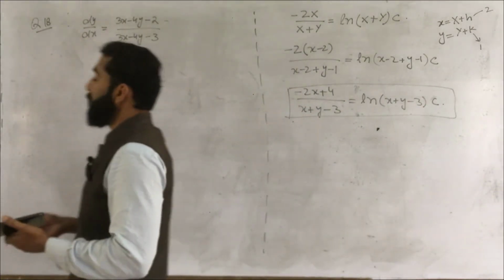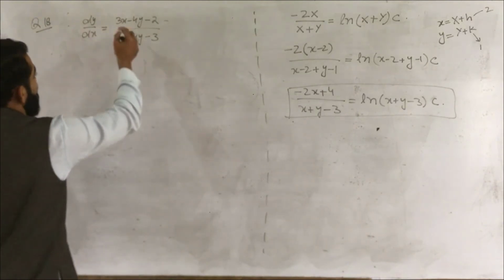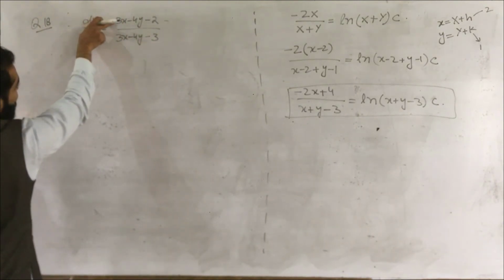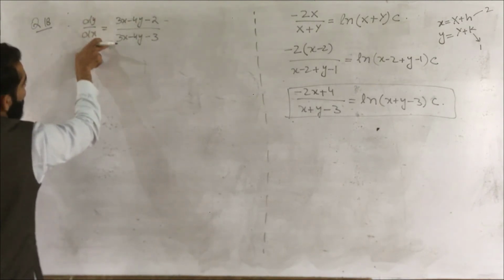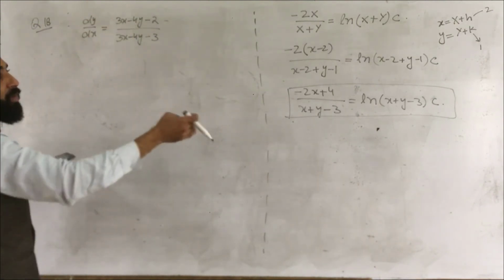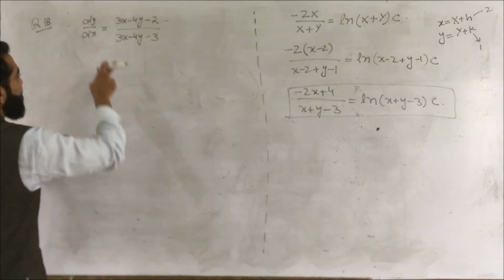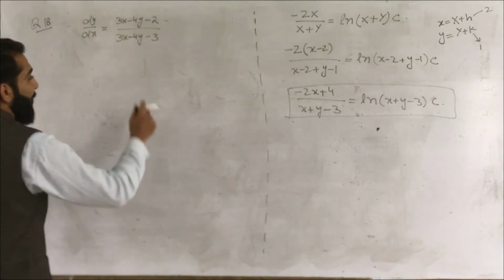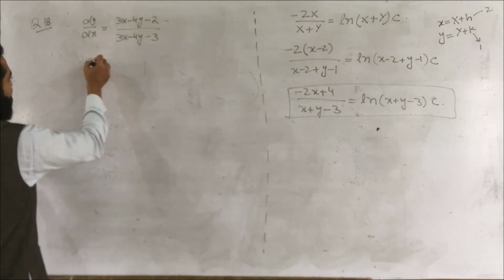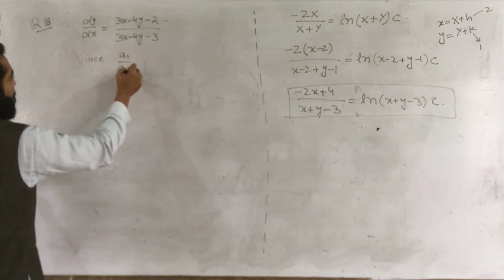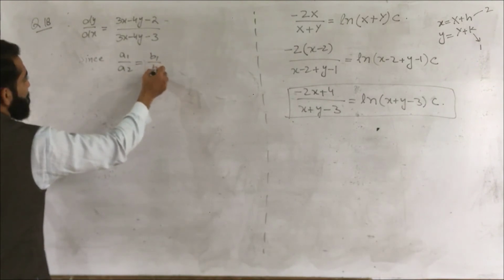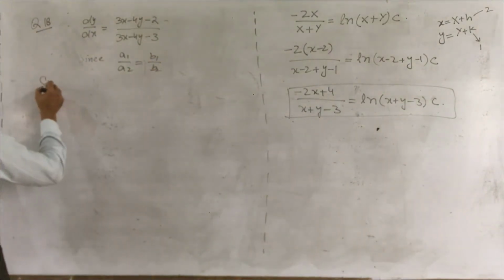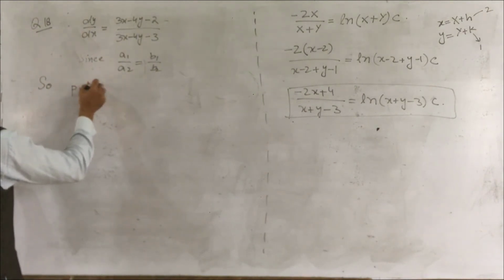For that we can see the coefficients of x, a1 and a2, are the same, so 3 divided by 3 is 1. Similarly, minus 4 divided by minus 4 is also 1. So a1 over a2 is equal to b1 over b2.